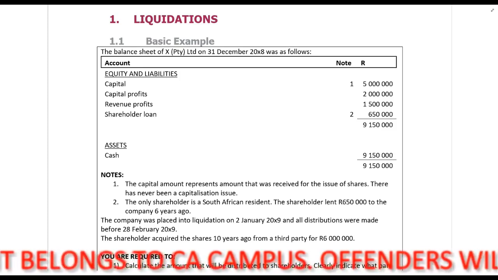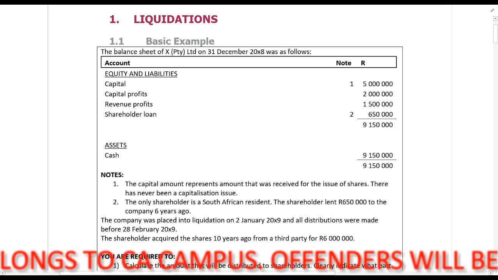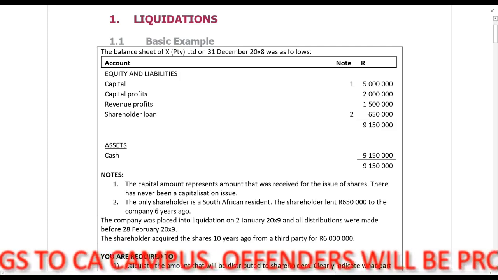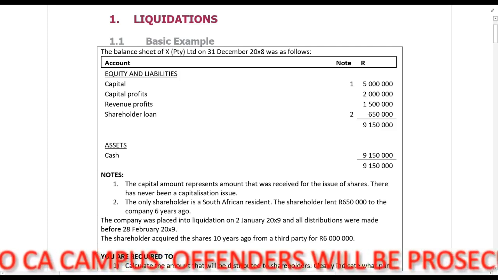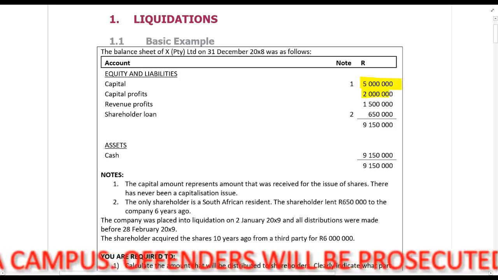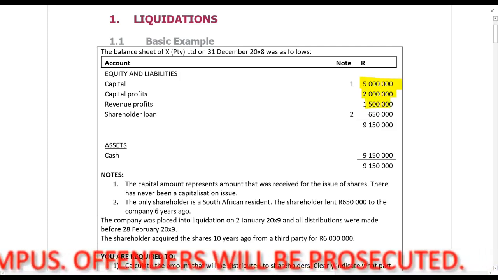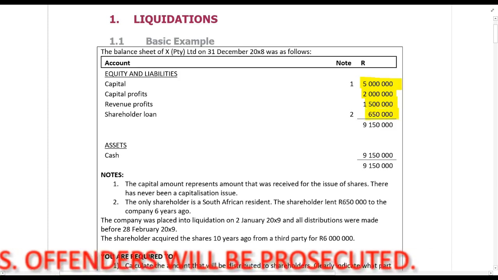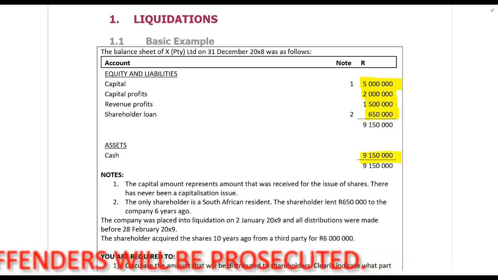So this gives us the balance sheet or statement of financial position of XP2Y Limited on the 31st of December 20X8. It said there was capital of 5 million, capital profits of 2 million, revenue profits of 1.5 million, a shareholder's loan, and some cash. Okay, so that's the first thing.